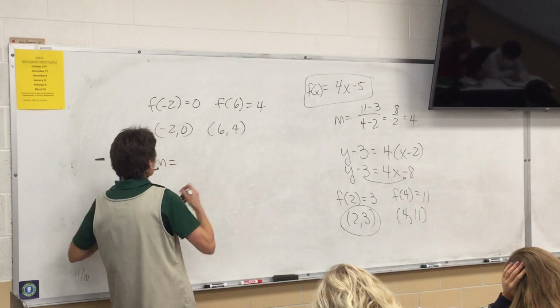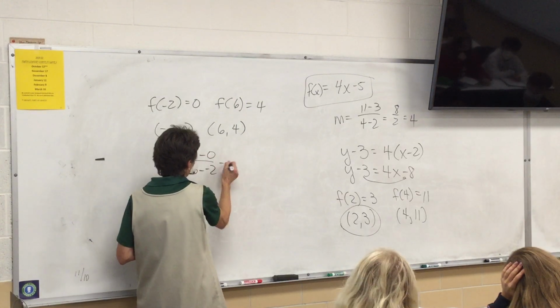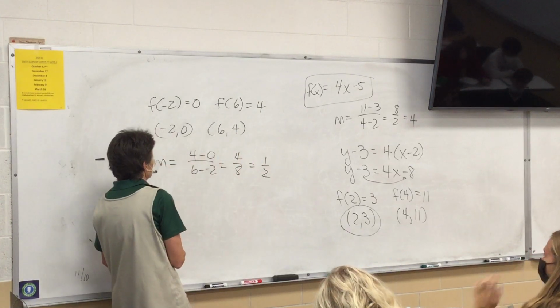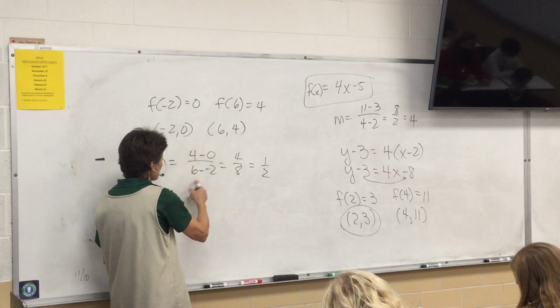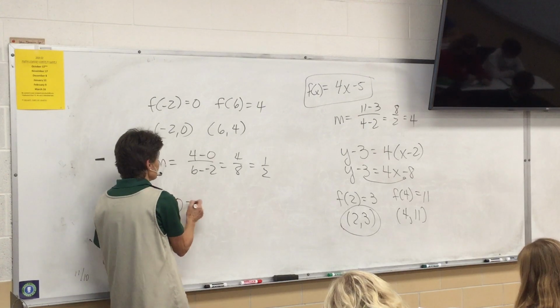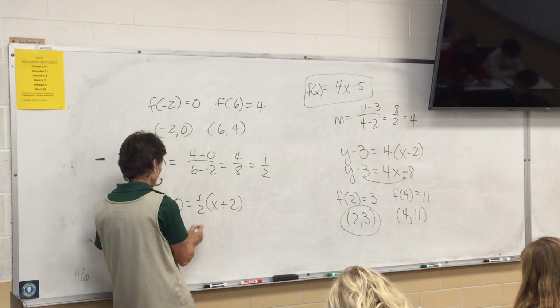What'd you get for your slope? What'd you say? 1/2? Everybody get 1/2 for our slope? If you didn't, look up here at my work. 4 minus 0, 6 minus -2. Then pick a point. It doesn't make any difference which one. You're going to end up with the same answer.